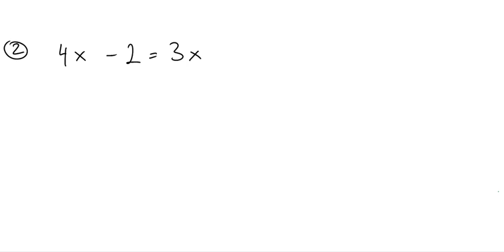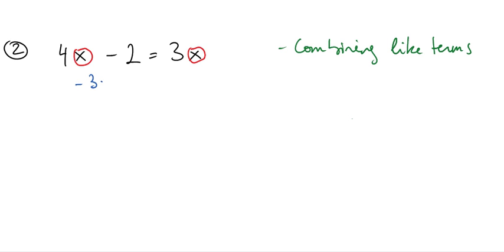4x minus 2 is equal to 3x. So we want to find x, but we can notice here we have x on two sides. Well, we can do something here that's called combining like terms. Imagine x is a certain number. 4 times a certain number minus 3 times a certain number is 1 times that certain number. So let's start by subtracting 3x from both sides. Minus 3x and minus 3x. Like this, we have all our x's on the same side.